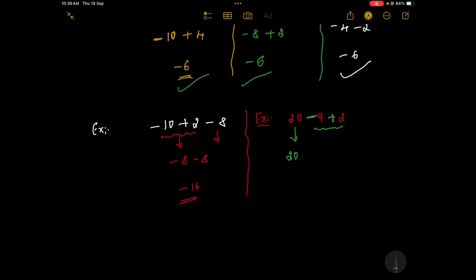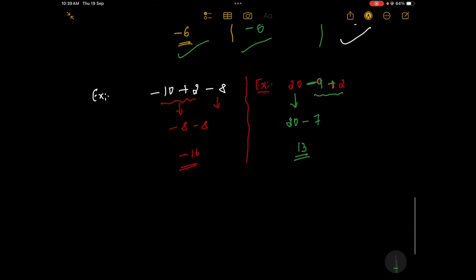We have to subtract. If you remove 2 from 9, we get 7. Since 9 is a greater number, it has a negative sign. So minus 7 is the answer. So what is 20 minus 7 now? 13 is the final answer. It is positive 13 because 20 is a greater number.